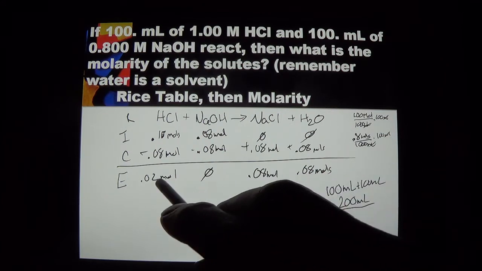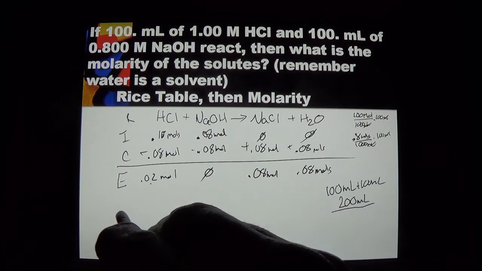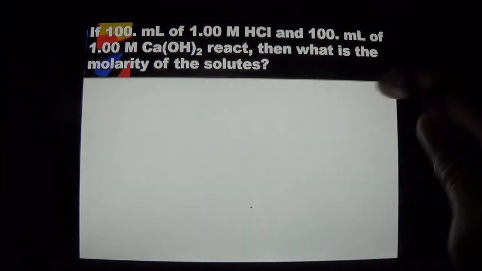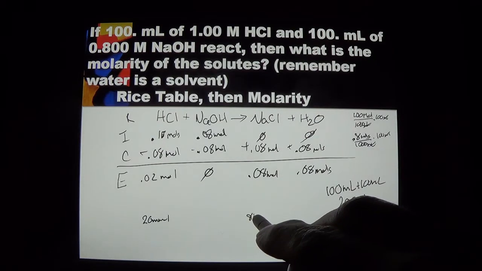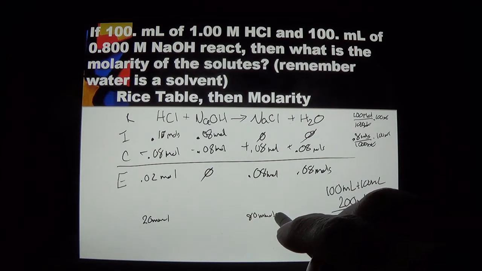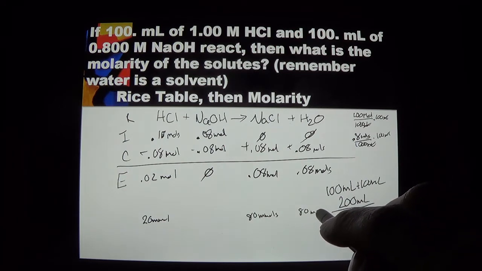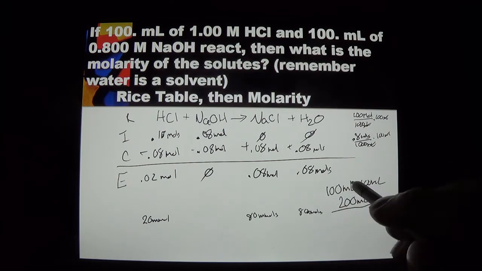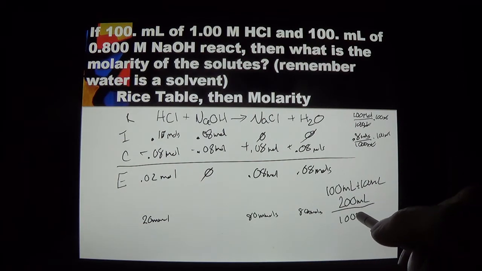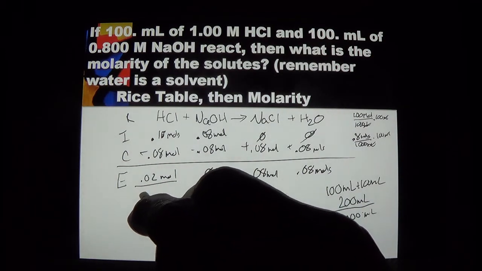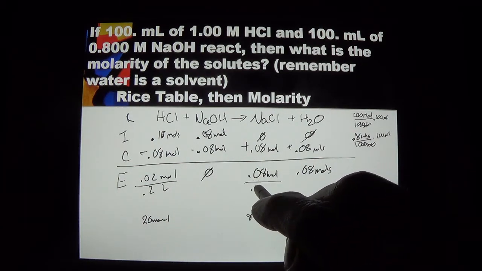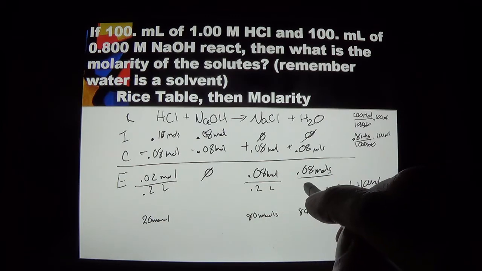Now, again, I could turn these to millimoles. That wouldn't be bad. I'll actually do that down here. 20 millimoles there. 80 millimoles there, and 80 millimoles. Or over here, I have 200 milliliters over 1,000 milliliters per liter, and so that's 0.2 liters. And there's more sig digs there, okay? But I'm just trying to keep my RICE table uncluttered at the moment.